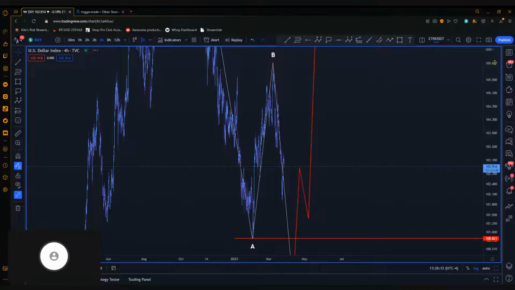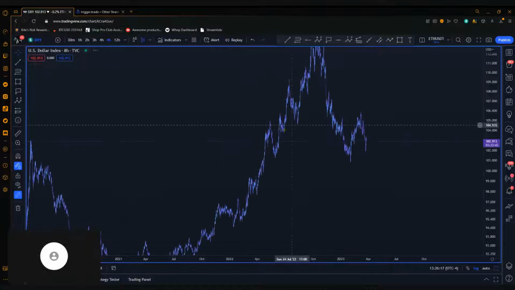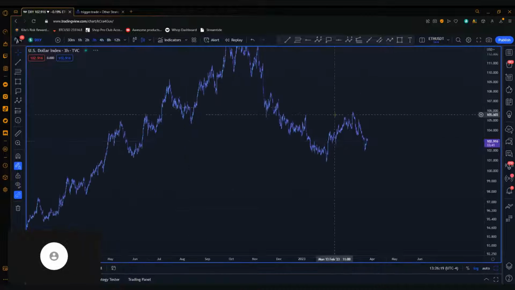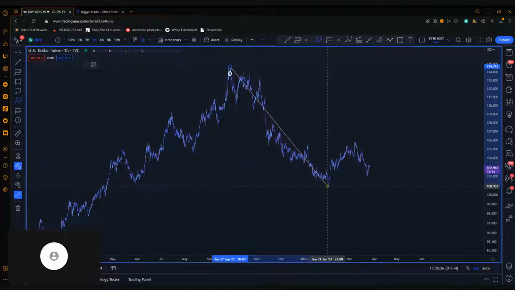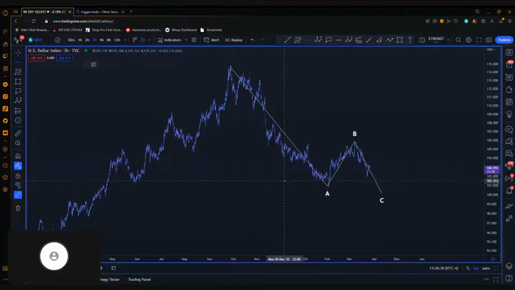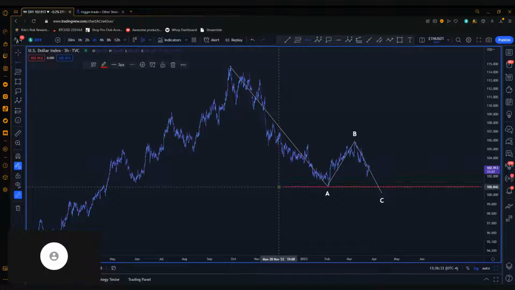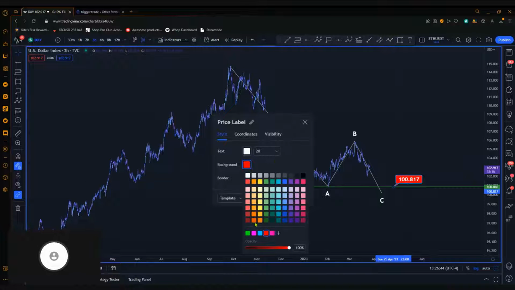All right. I know people are interested in the DXY, so let's go over DXY. So for the DXY, one of the main ideas I have at the moment is two things. One, we're putting in an ABC reversal setup here, which would mean that the dollar would have to keep dumping. So obviously, due to the inverse correlation between assets and the dollar, that would mean potentially more bullishness for BTC and other assets.